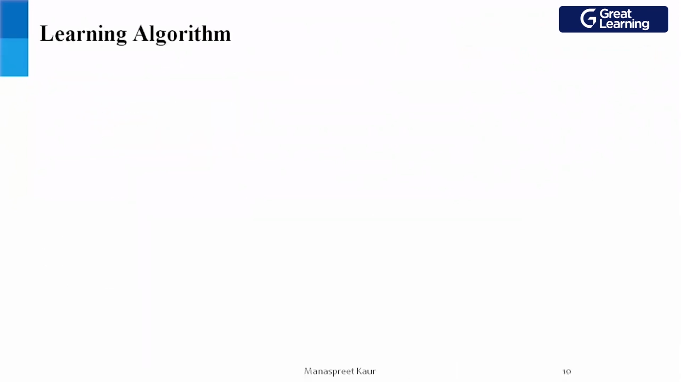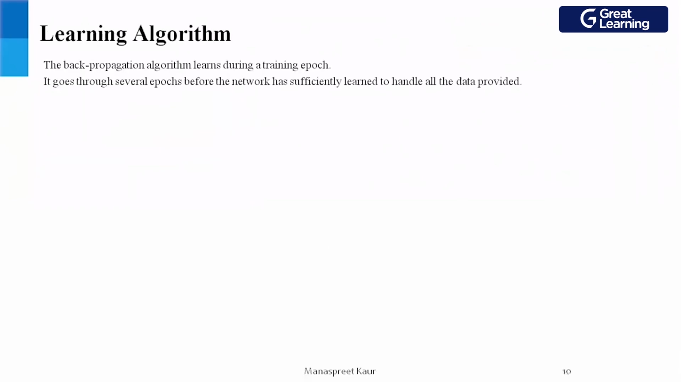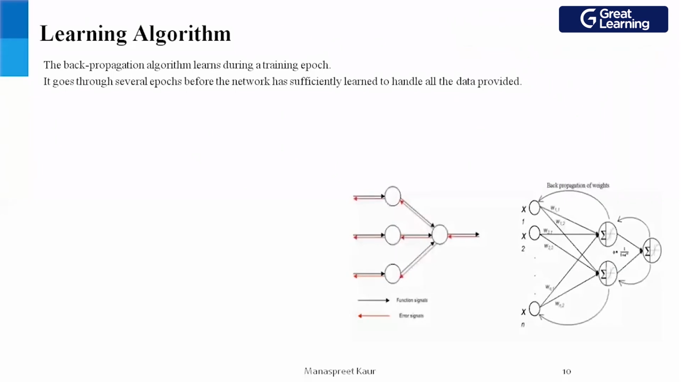Okay, so we'll finally see an overview of what happens with the learning algorithms. Backpropagation allows the neural network to get trained, similar to how we train all the machine learning or data mining models. This happens in multiple iterations, which in terms of neural networks are also called epochs. So it goes through several epochs before the network has sufficiently learned to handle all the data that is provided.